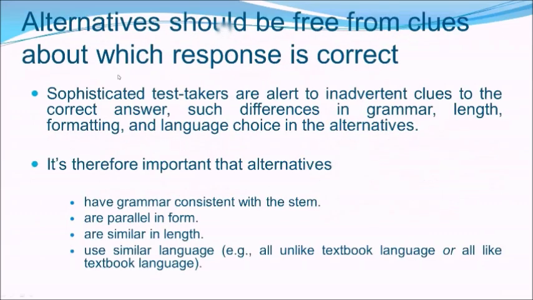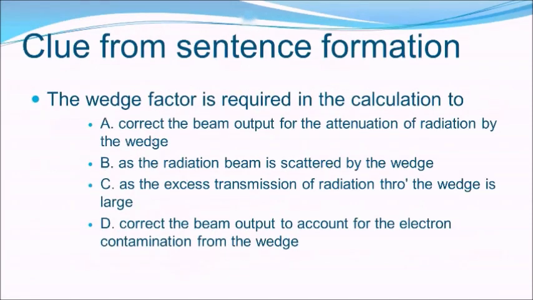Alternatives should be free from clues about which response is correct. Apart from the clues I told you, there could be other non-scientific clues, as I would call them. One is your grammar; sometimes it can tell what is the right answer. The grammar that you used, or the sentence formation, the phrasing, can tell what is the right answer. To give you an example, here I'm saying the wedge factor is required in the calculation to correct the beam output. So 'to correct the beam output' is a good sentence. It is a correct sentence. Suppose you add option B: the wedge factor is required in the calculation to as radiation beam. The English itself is not right, so he will easily eliminate this.